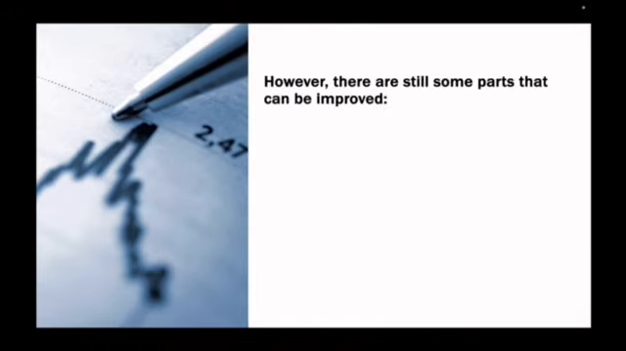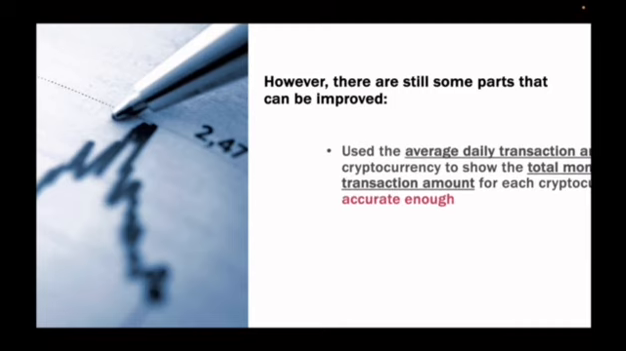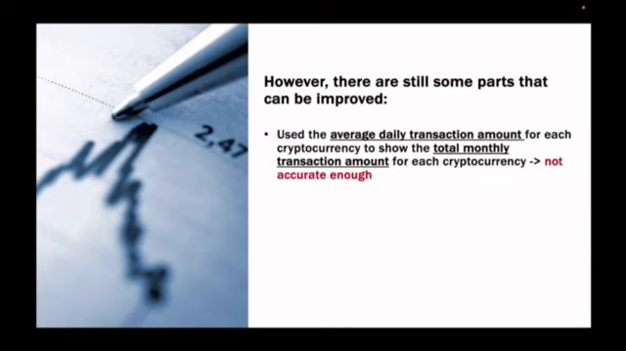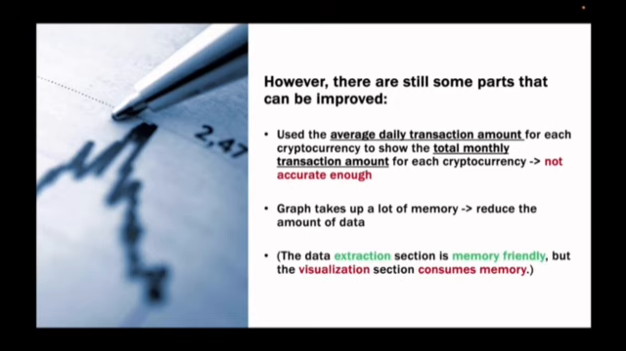However, there are still some parts that can be improved. In making the bar chart, we use the average daily transaction amount for each cryptocurrency to show the total monthly transaction amount for each cryptocurrency, which is not accurate enough. But this is because the graph takes up a lot of memory, so we have to reduce the amount of data we extract. But in fact, the data extraction section is memory friendly, so even if we add more data, the data extraction section doesn't consume much memory. It's the visualization section that consumes memory.